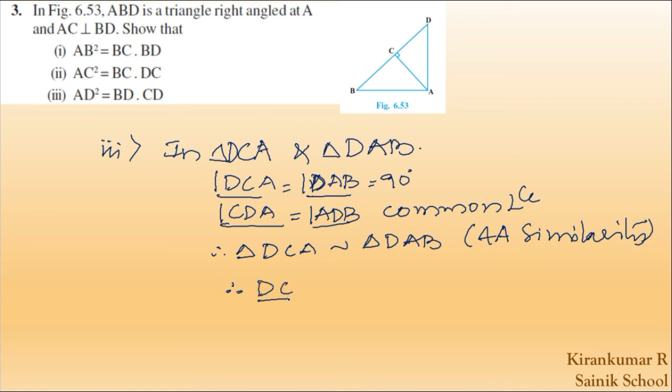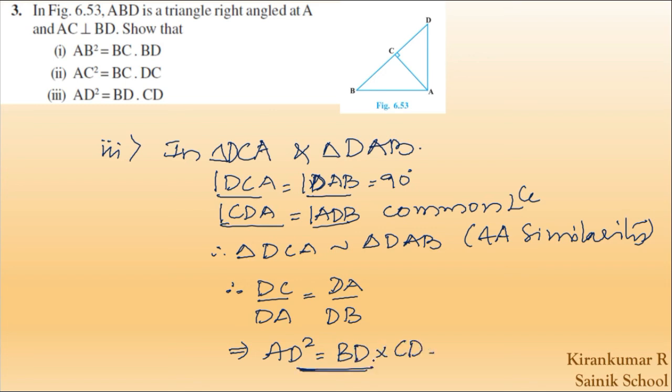Therefore, DC upon DA will be equal to DA upon DB. DC is same as CD, DB is same as BD, DA is same as AD. If you cross multiply, we get AD square as the product BD into CD. This is what is required in the third one. Hence we have proved all the three.